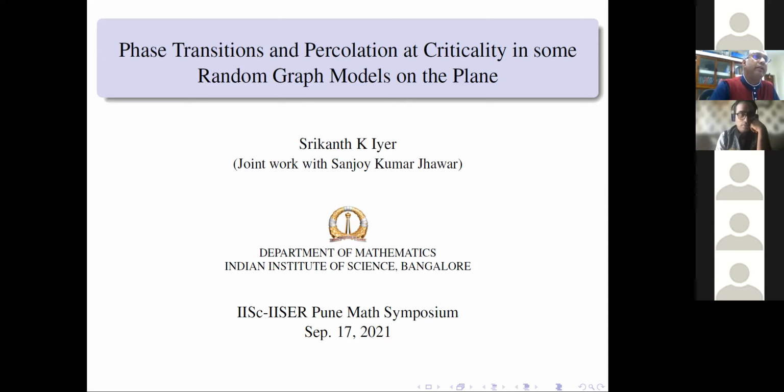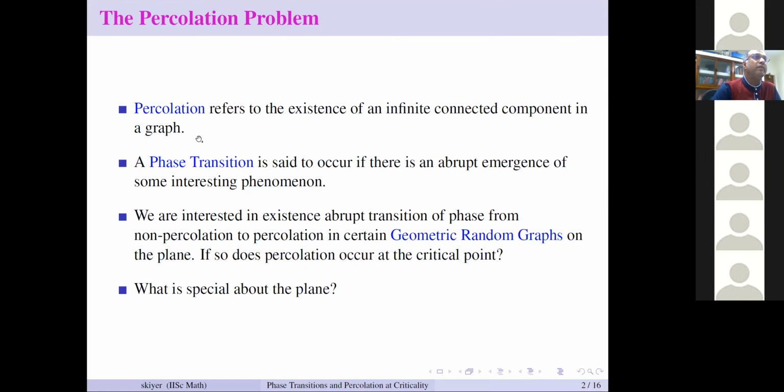Thanks, Anup, and thanks also to all the organizers for organizing this workshop. This is the topic of my talk, and it's joint work with Sanjay Jhawar, who was a PhD student here till recently. So the topic is on percolation in the plane.